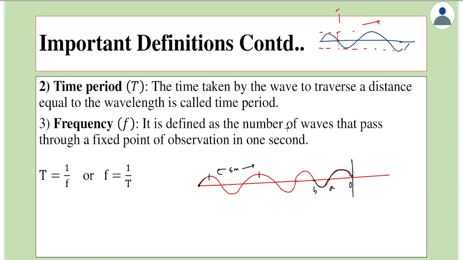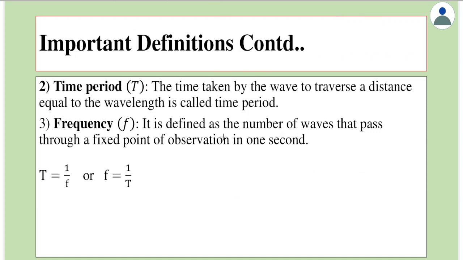That's called the time period. Time period is given in capital T and measured in seconds. The next is frequency. We can define frequency in many ways. One way is it is defined as the number of waves that pass through a fixed point in 1 second. So if we look at the previous definition of a wave, we saw that the distance between two consecutive crests or troughs was 5 meters, which is called the wavelength.